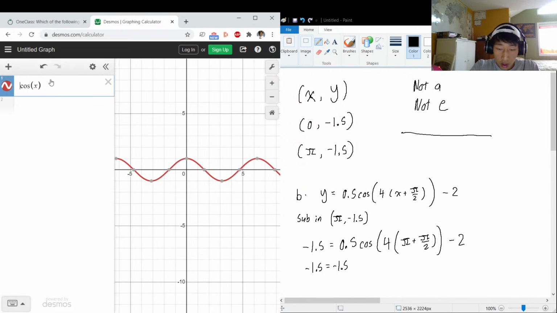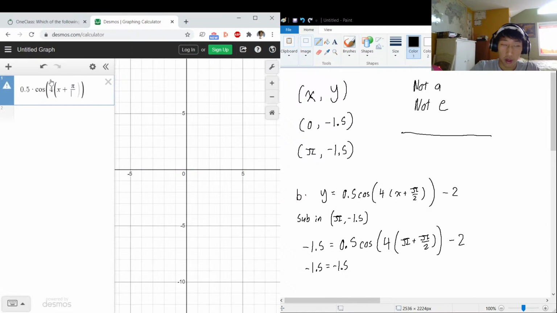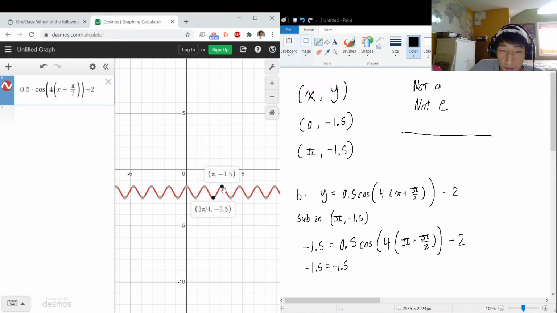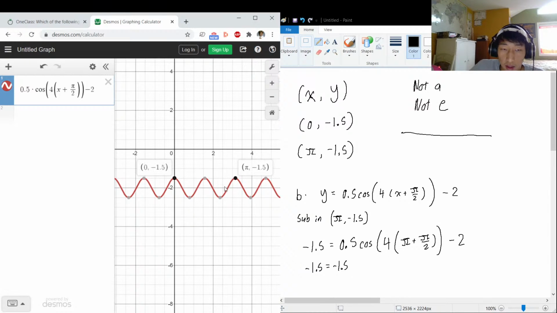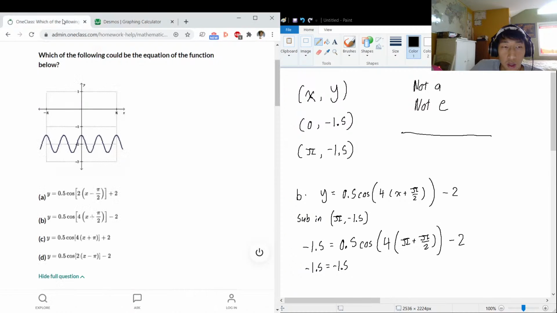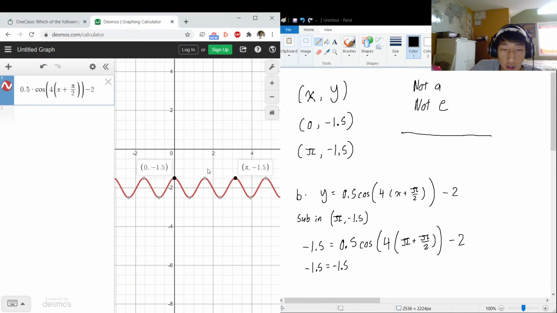So it was 0.5 times cos, it was 4x. You see how much more frequent the graph gets if we multiply by 4. It was 4, and it was x plus pi over 2. Get that bracket in there, and then minus 2. So our points of interest, are they here? Pi and negative 0.5, 0. And look, it matches with our points of interest. We have a peak at 0, a peak there, and a peak at pi, like one peak in between pi and 0. So that matches up.